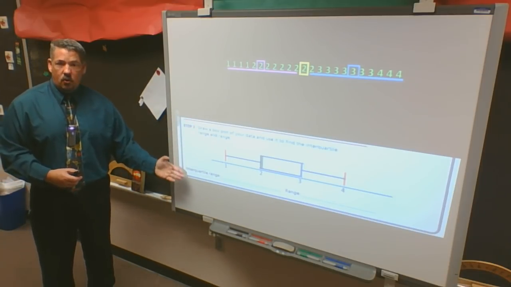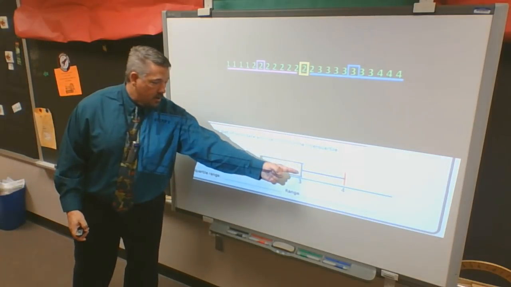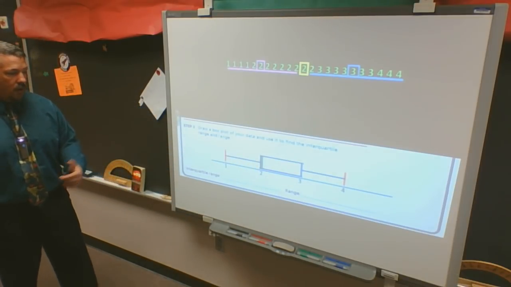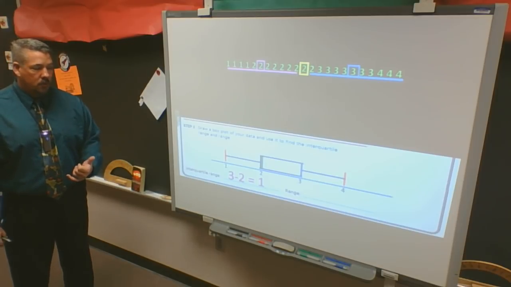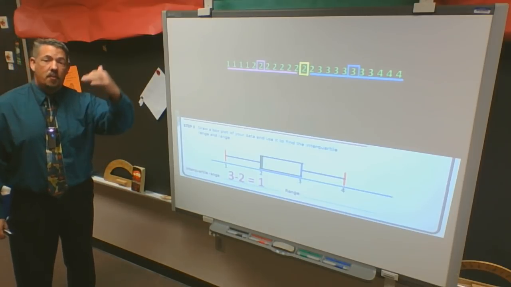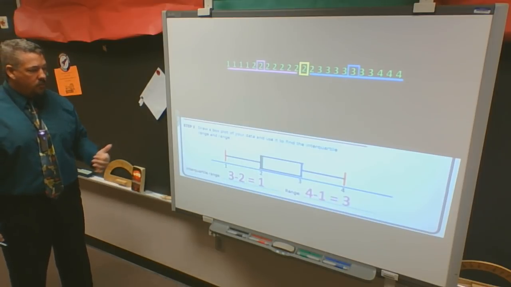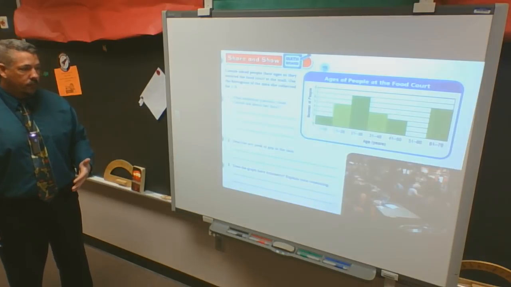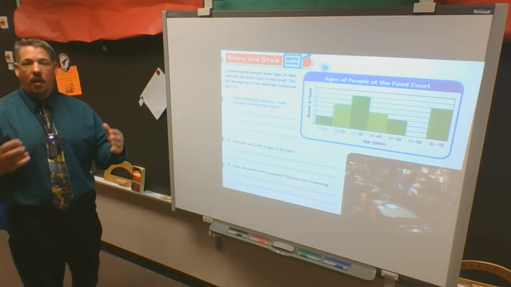So what is my interquartile range? I take my measurement of my highest, my upper quartile, and my lowest, my lower quartile, and I subtract them. Well, 3 minus 2 is 1. Pretty simple. My range, distance from the highest actual number to the lowest actual number, 4 minus 1 is 3. So my range is 3. So I found all of that information about that one set of data that I made up.